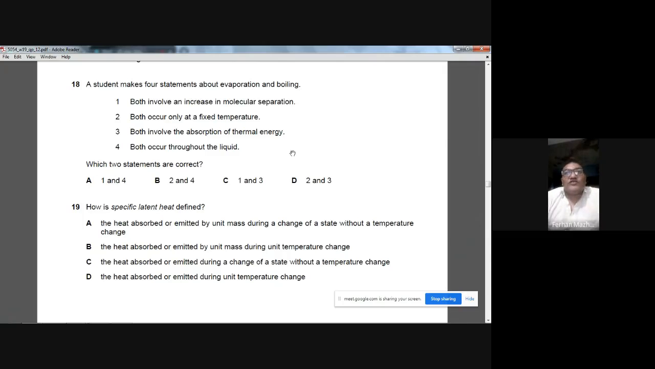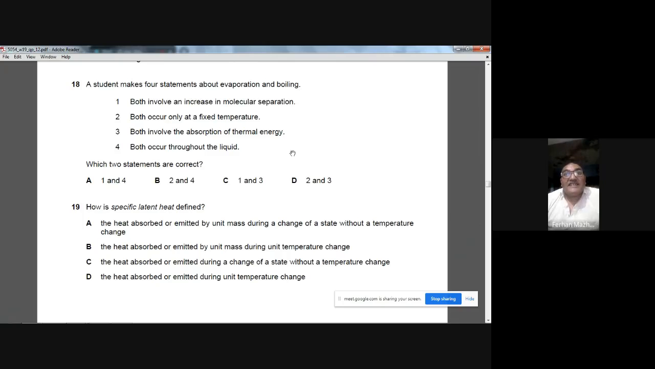The second option is also wrong, because evaporation does not occur at a fixed temperature. So wherever the fourth and the second statements are involved, they are not right. So the first is wrong, and the B is wrong, and the D is also wrong. The only right option will be C. Question number 18, C is the option.